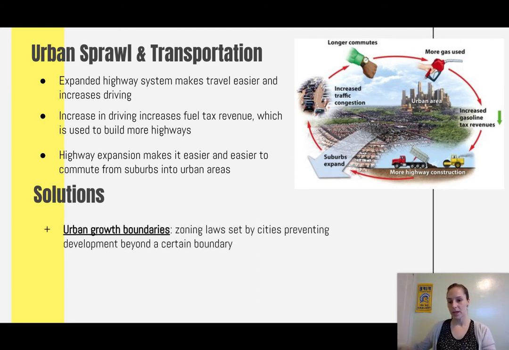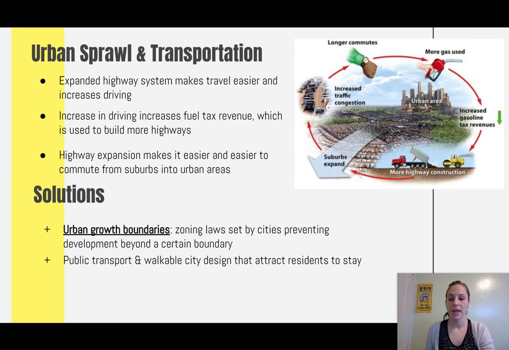The first one is going to be urban growth boundaries. And this is where the cities are going to make zoning laws that prevent development beyond a certain boundary. So they can draw these boundaries to try to keep people closer to the urban areas so that we don't have as much of this urban sprawl occurring.